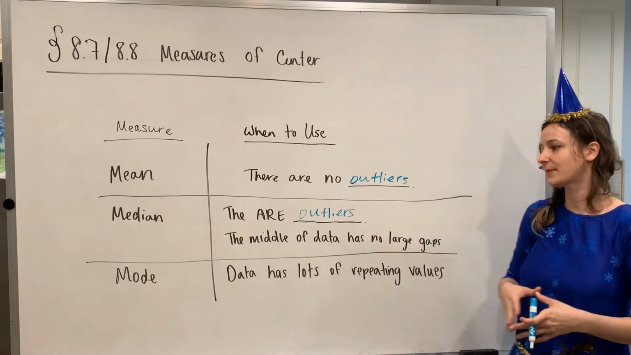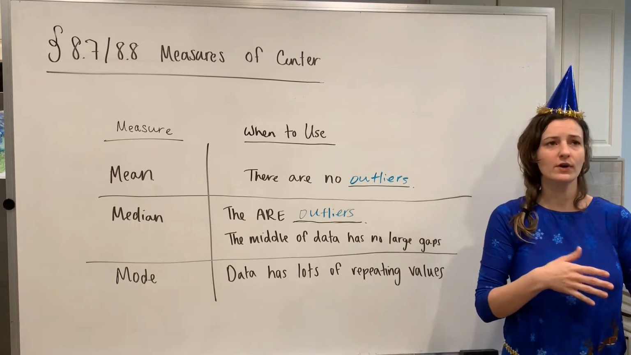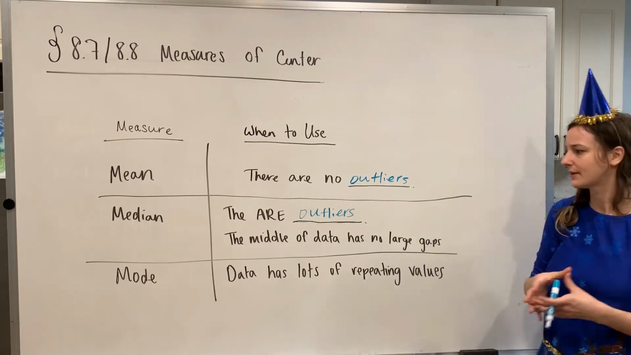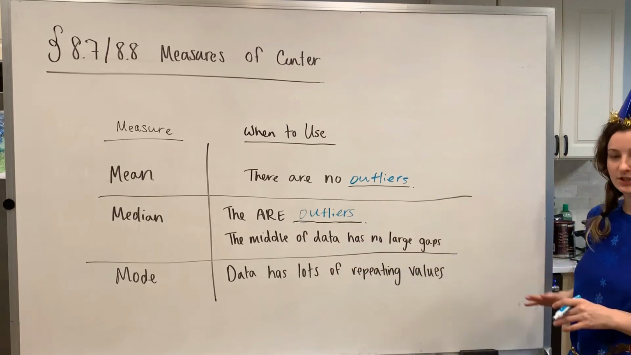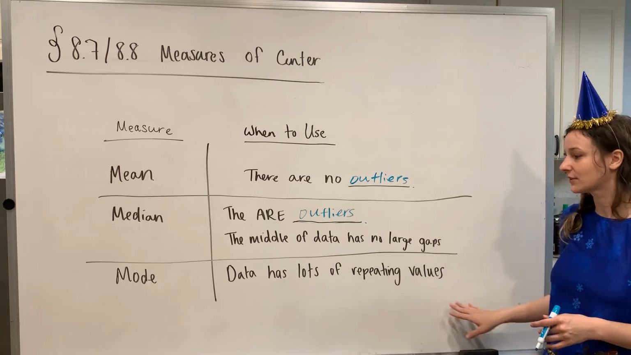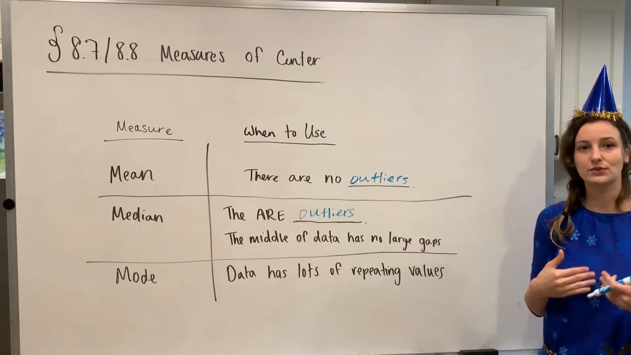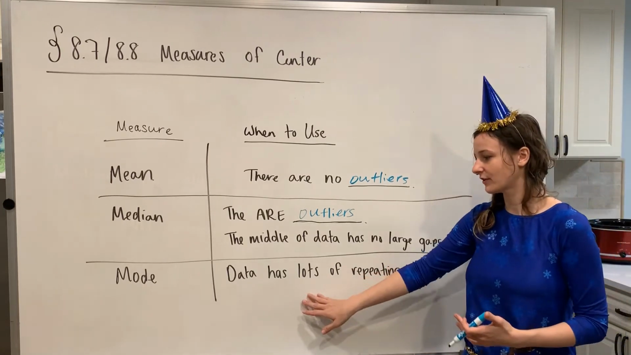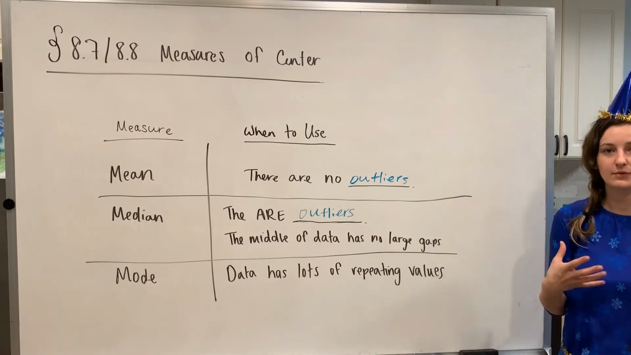And also this is best when the middle has no large gaps. So we're not going 1, 2, 3, 4, say 21, 22, 23, where we have that huge gap in the middle, okay? So median, there are outliers and no large gaps. And the mode would be the best if the data has lots of repeating values. So if you had 1, 2, 2, 2, 2, 3, 4, 5, then 2 would be the most often occurring number, and that would be our best measure of center because it's happening the most often.